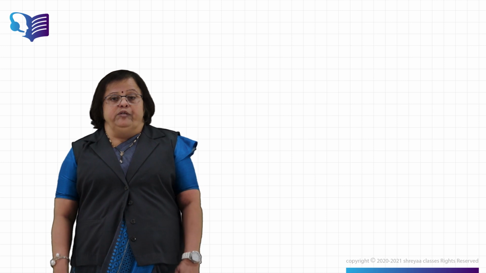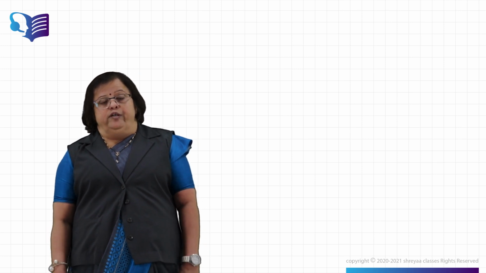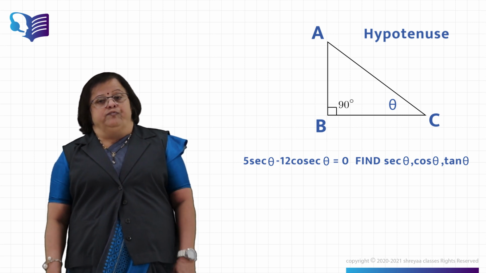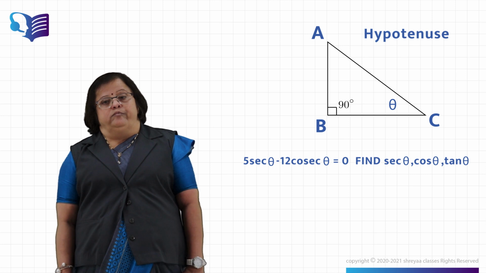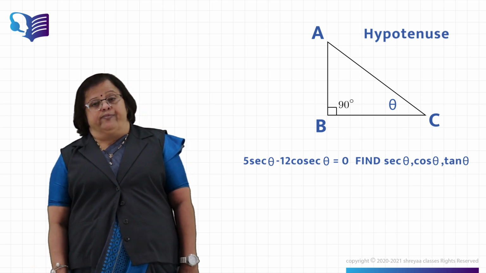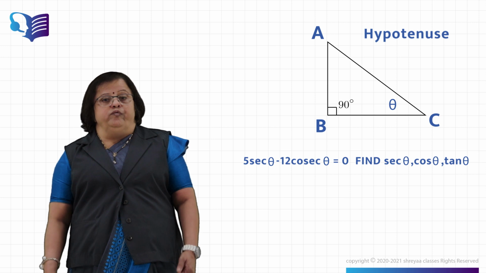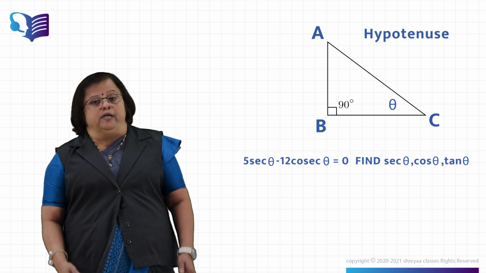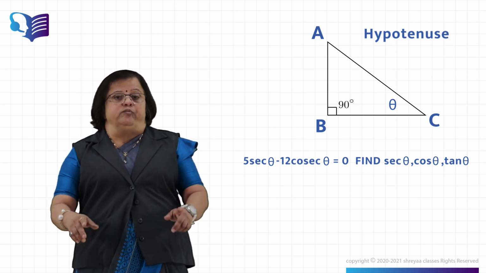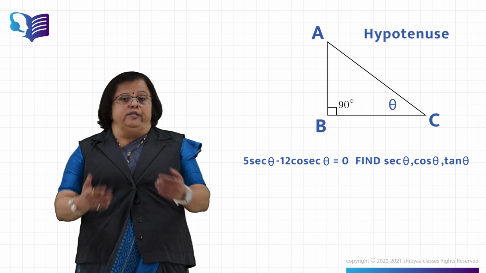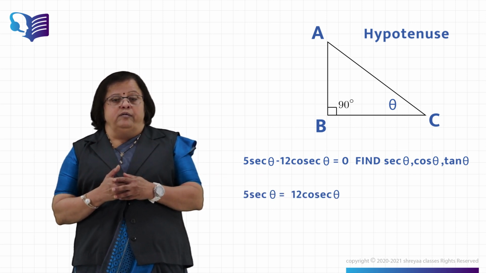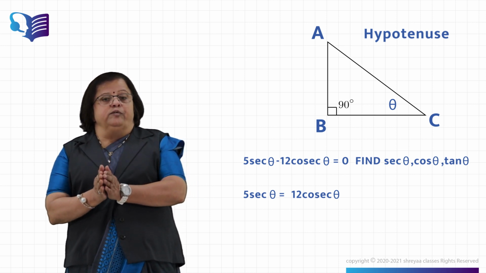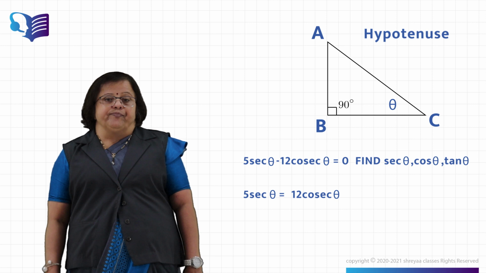Now we will do the next sum. 5 sec theta minus 12 cosec theta is equal to 0. Then find out the value of sec theta. How to find out? The equation is given: 5 sec theta minus 12 cosec theta is equal to 0. You have to solve the equation. How to solve? We will write 5 sec theta on the left hand side is equal to 12 cosec theta.